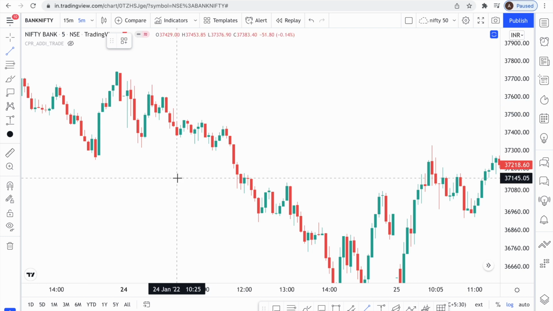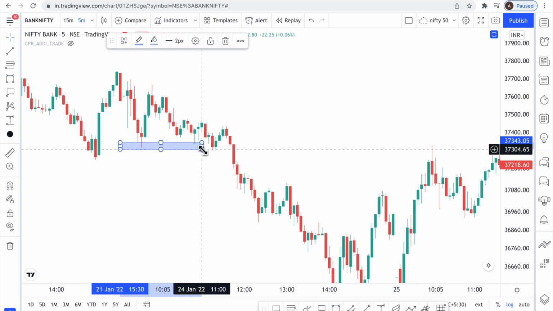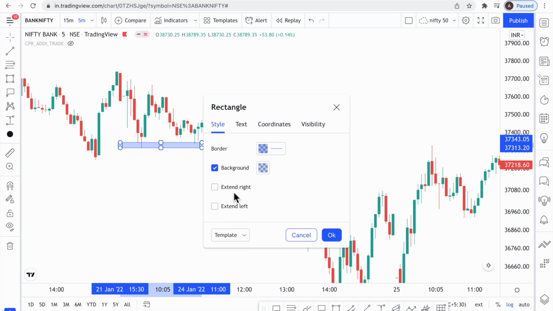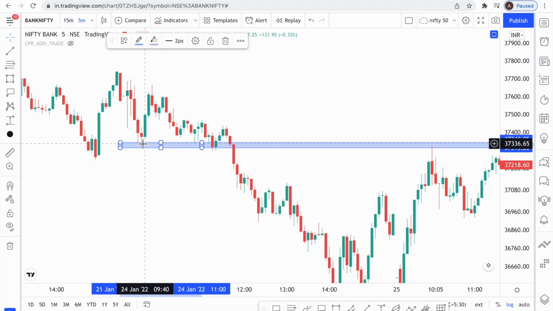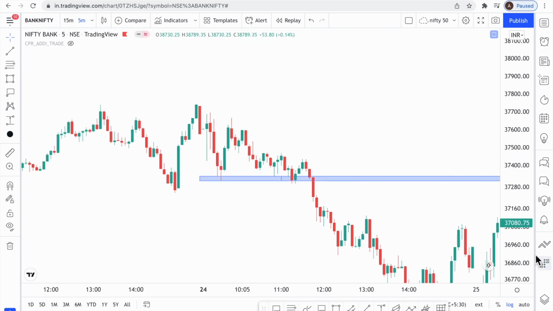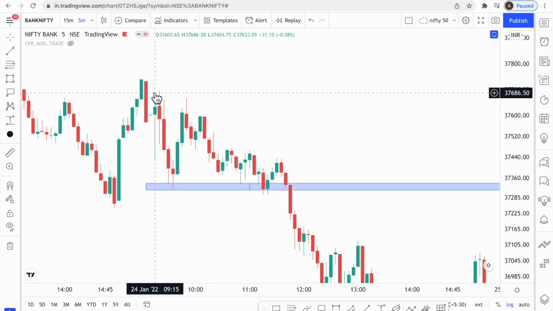See, in the morning we came down and formed this wick. So what I'm going to do is mark a support where this wick is. You can use either the trend line itself or a zone extended like this. So we know that this wick over here is probably having some support. That's why the market bounced from here. And in the morning opening candle we had reversed from here, 37,690.